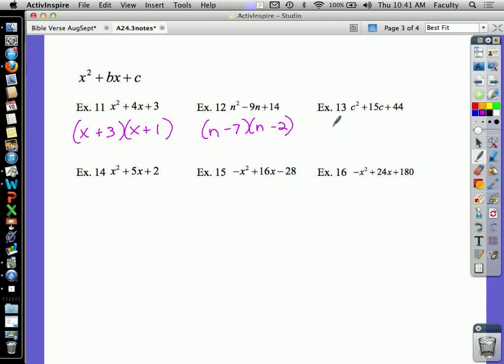All right, now let's try this one because it looks like we're really getting this. What two numbers multiply to 44 but add up to 15? Carmel? 4 and 11. Good. 4 and 11. And that does check.